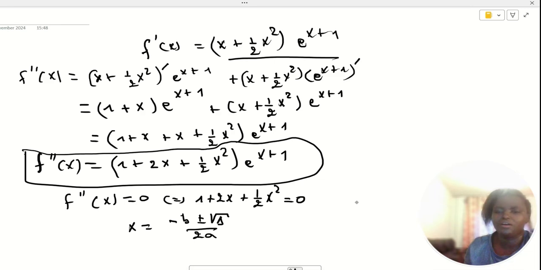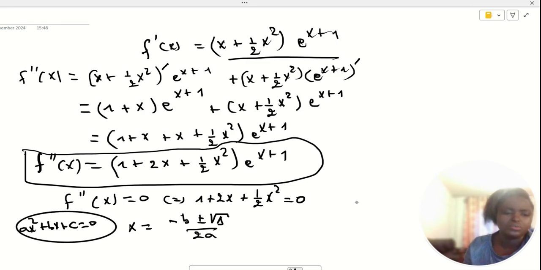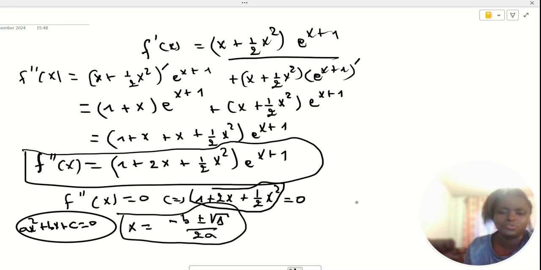Yeah, if we have a function of the form ax squared plus bx plus c equal to 0, this is the solution. If we are solving this kind of equation, then the solution should be of this form. So then we have this equation and it has the same form. We can use the same formula to compute the roots.